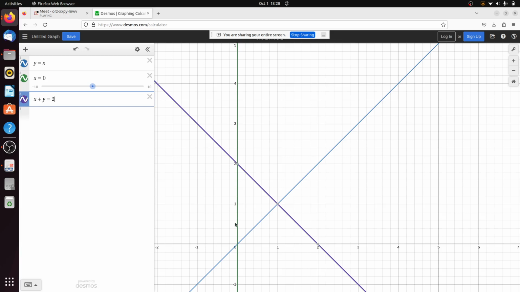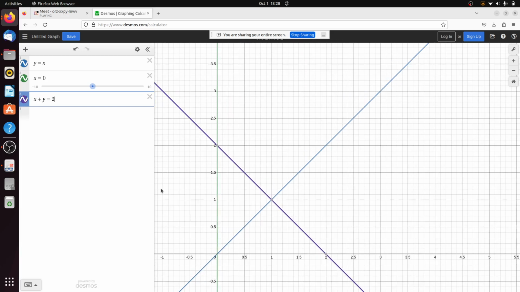So how will we integrate here? You have to integrate over this triangle. There are three vertices: (0, 2), (0, 0) and (1, 1). So this is actually your domain of integration, right? This is your domain of integration, where y will vary from 0 to 2.